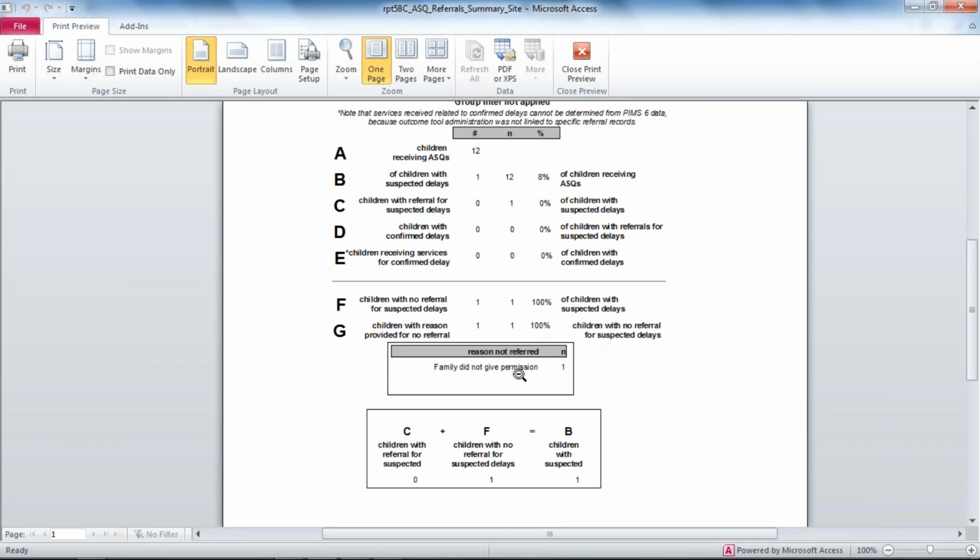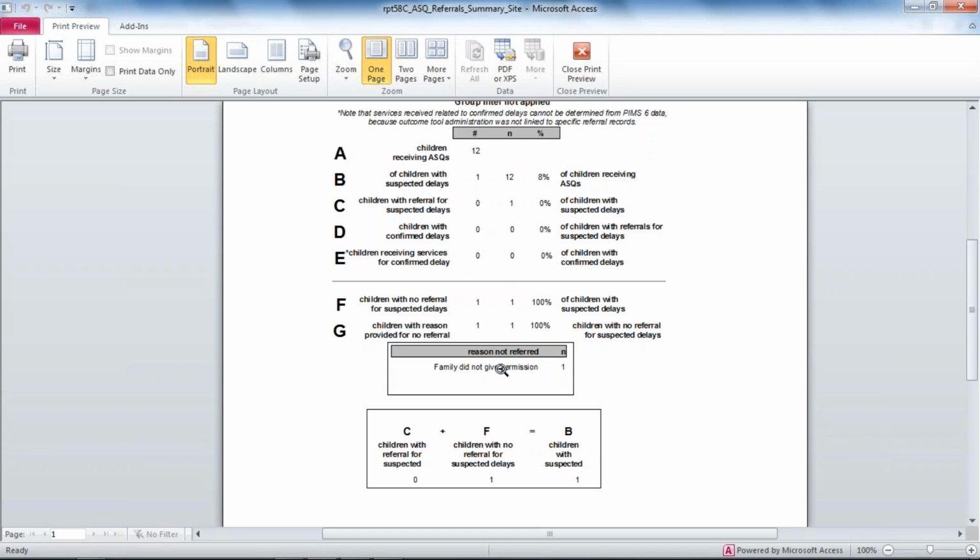We've considered that to be a valid reason for not making a referral, and in fact, our standard states that of those children with suspect delays with parental permission, referrals were made. So in this case, since the family did not give permission, there were no children with both a suspected delay and parents' permission. So your result here is that there were no suspect delays that needed referring for this quarter, and that would be what you would enter in your box on the quarterly report.